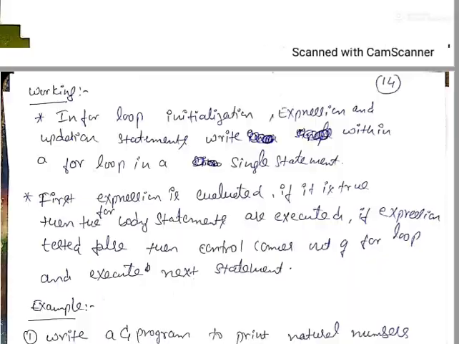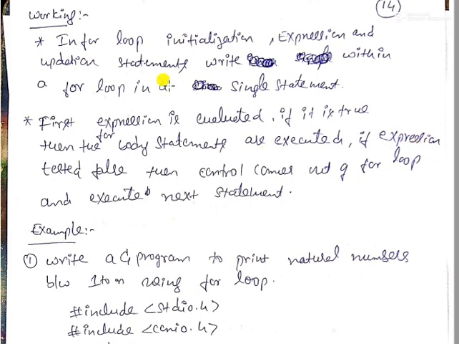So next we see the working. In the for loop, the initialization, expression and updation statements are written within the for loop in a single statement. As I already told, first the expression is evaluated. If it is true then the for body statements are executed. If the expression is tested false then control comes out of the loop and executes the next statement.